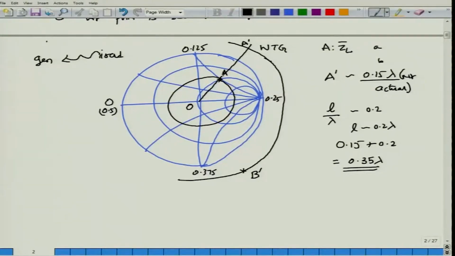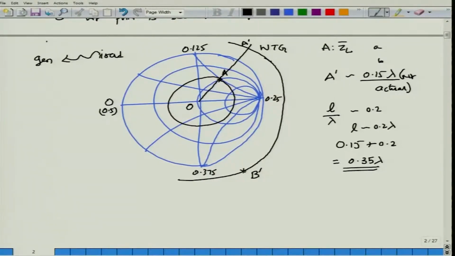So, you go from A, extend the line to A prime, find out the value, that value is just for the reference that we have found. So from that value you add 0.2, which is the distance that you have to actually move normalized with respect to lambda. So you need to add 0.2 lambda to come up to 0.35 lambda on the WTG scale.